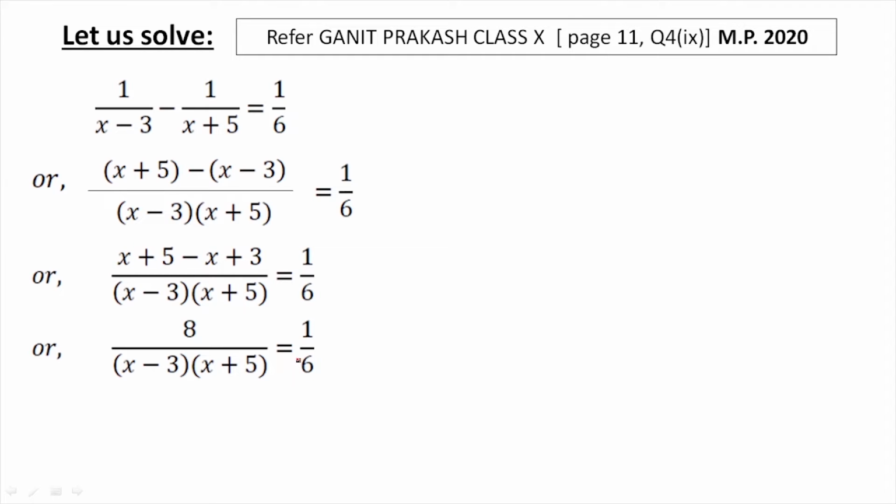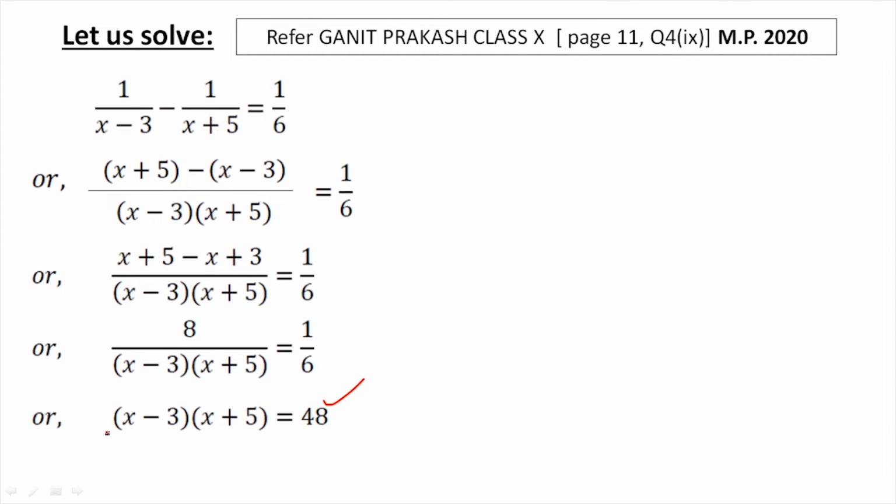Now we will cross multiply this. So 6 into 8 and x minus 3 into x plus 5 into 1. When we cross multiply, what we'll get is x minus 3 into x plus 5 into 1, and 6 into 8 is 48. Again here we cannot directly say either or because it is not 0 here. So how do we solve this? We will solve it like the previous method.